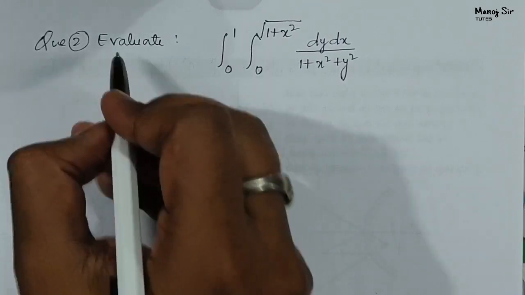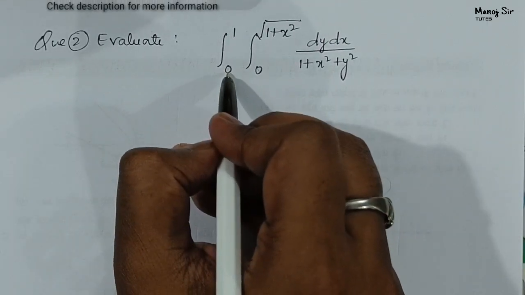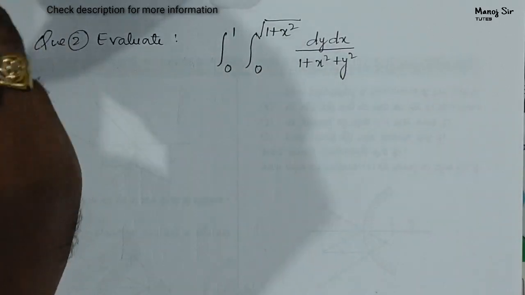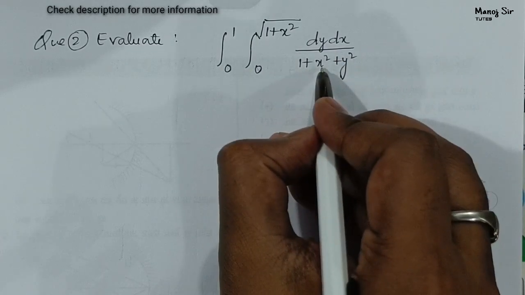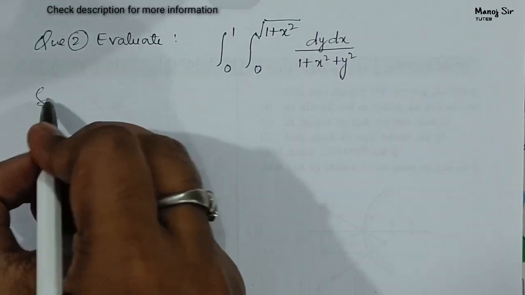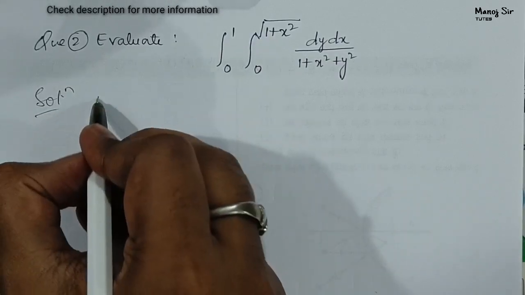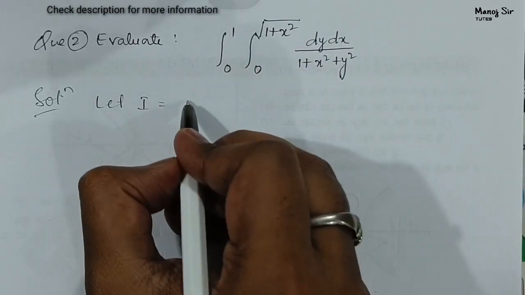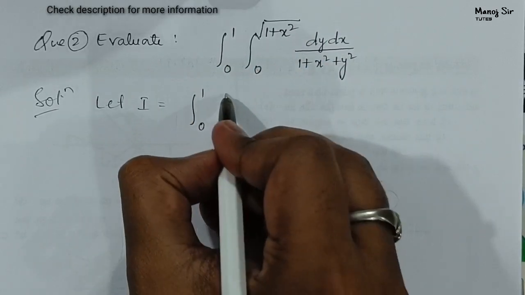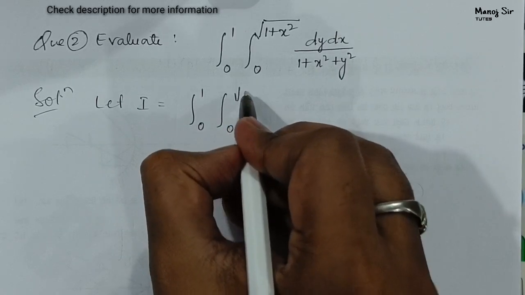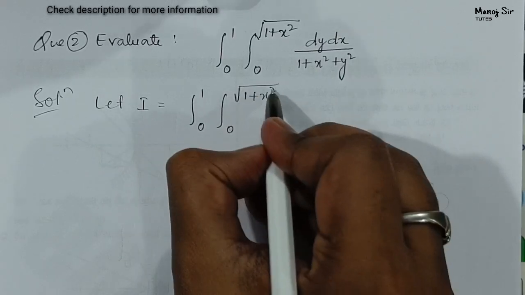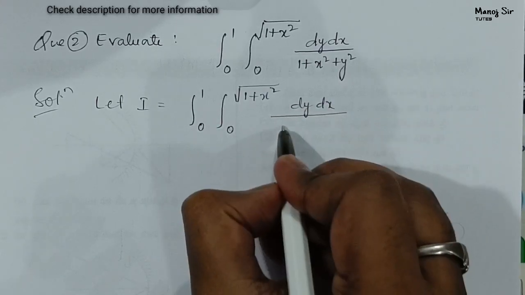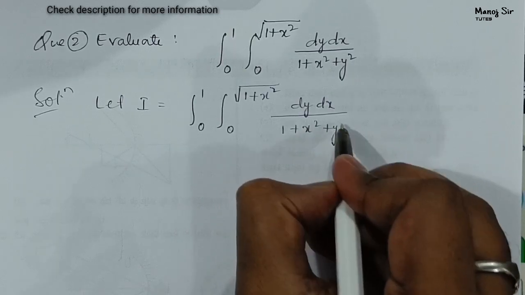The question says: evaluate the integral from 0 to 1, the integral with limits from 0 to root over of 1 plus x square, dy dx upon 1 plus x square plus y square. Let's suppose I equals whatever is given in the problem. You need to write this first: 0 to 1 integration, 0 to root over of 1 plus x square, dy dx upon 1 plus x square plus y square.